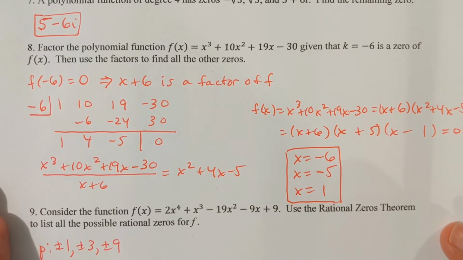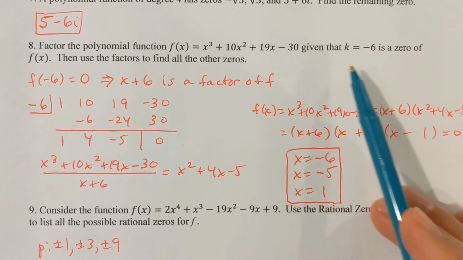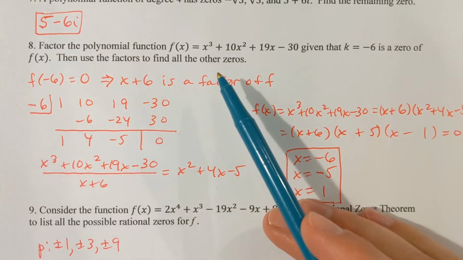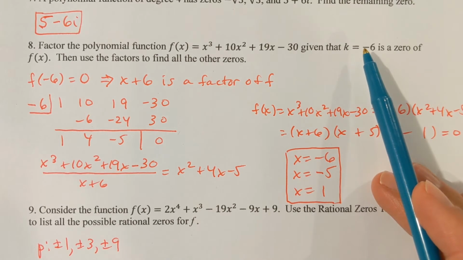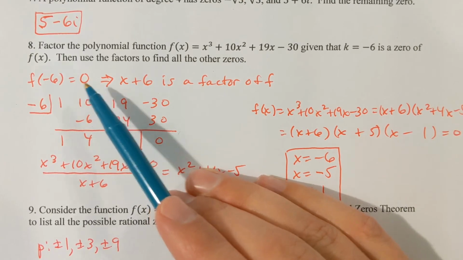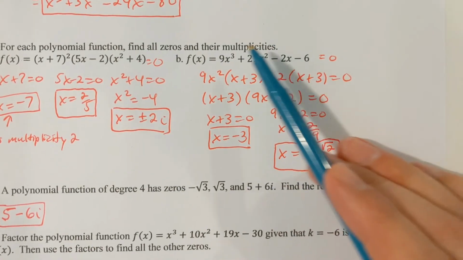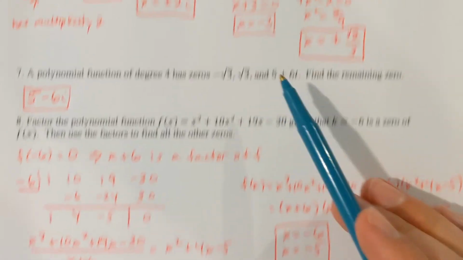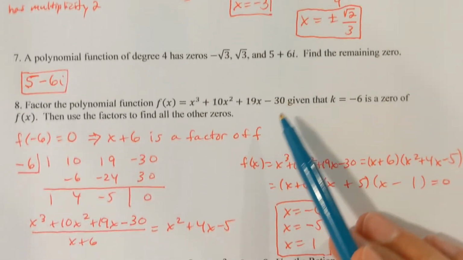Okay, problem 8. We want to factor the polynomial function given that k equals negative 6 is a 0 of f of x. And then we're going to use the factors to find all the other zeros. Okay, well, since negative 6 is a 0, that means that when I plug in negative 6, I get 0 in return. Now, the plan here is going to be to factor, although we're not going to use factor by grouping like we did here, because no matter what we do with the groups, we're not going to have a common factor in each group like we did on this last problem.